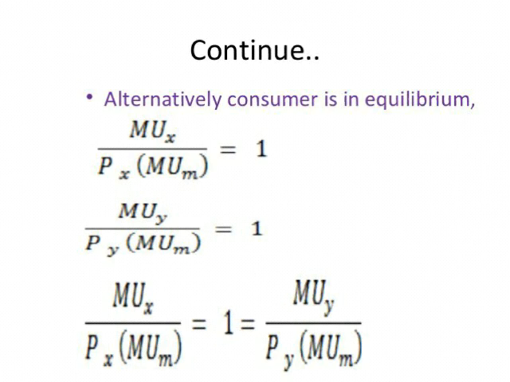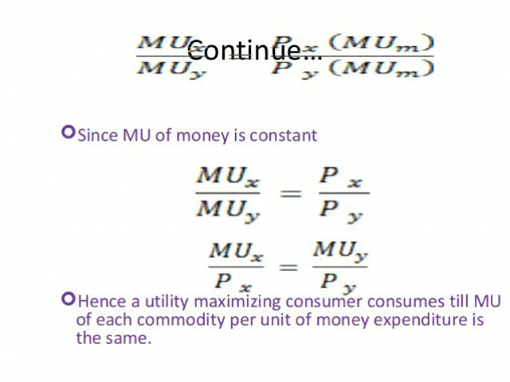Now if you see this, alternatively the consumer is in equilibrium when marginal utility of X divided by PX is 1, and marginal utility of Y upon PY is 1. Now if you put them together, then marginal utility of X upon PX equals marginal utility of Y upon PY. Since marginal utility of money is constant, because we assume that MUM is constant, then MUX divided by MUY equals PX by PY.